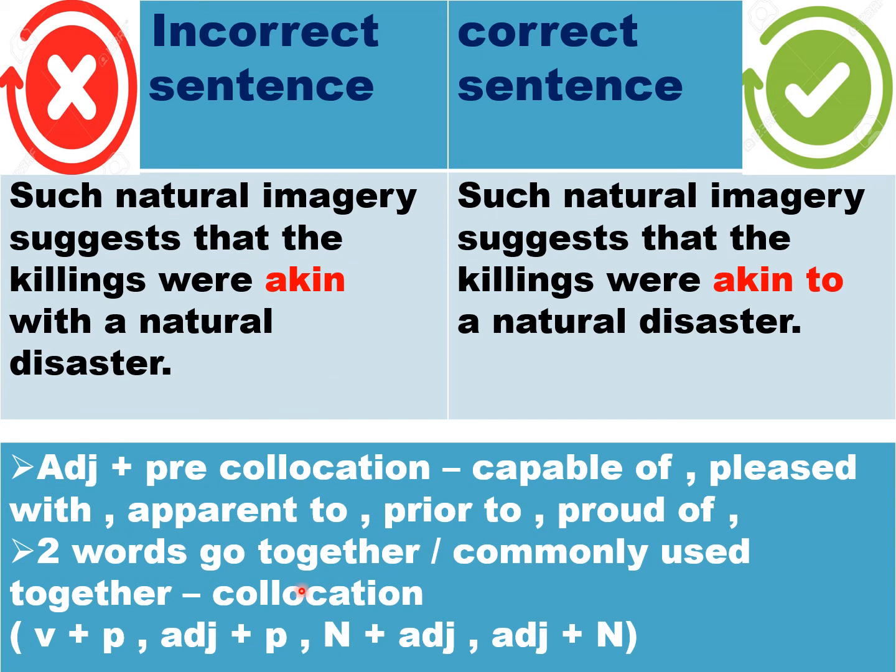Words commonly used together is called as collocation. That is, two words go together. See, capable of, pleased with, apparent to, prior to, proud of, akin to, are collocation words. Such natural imagery suggests that the killings were akin with the natural disaster. This akin always goes with the preposition to only. So, such natural imagery suggests that the killings were akin to a natural disaster is correct.